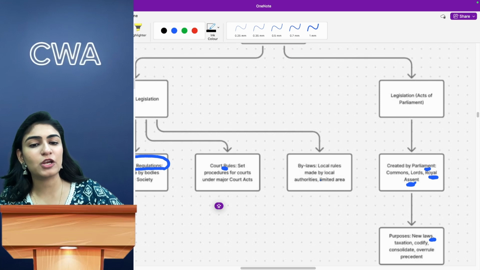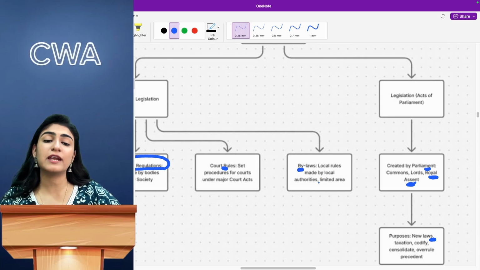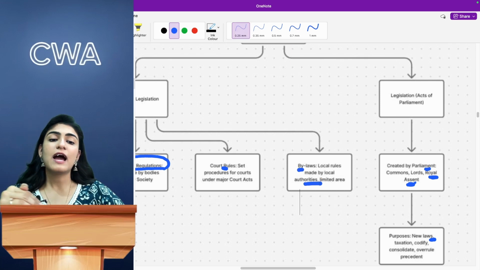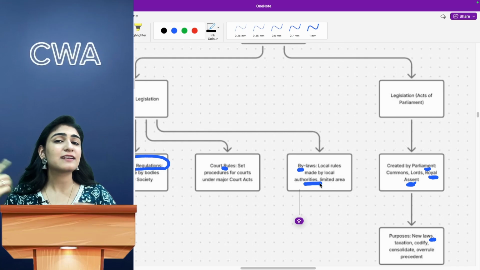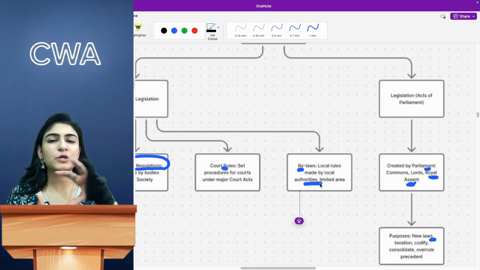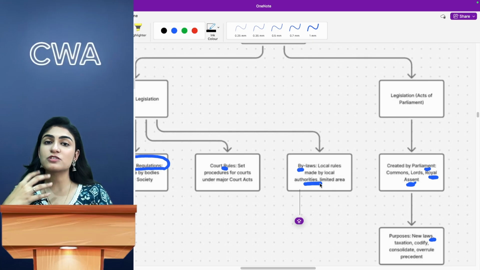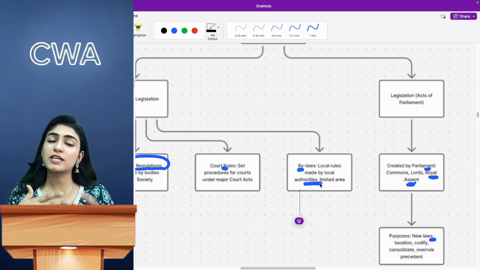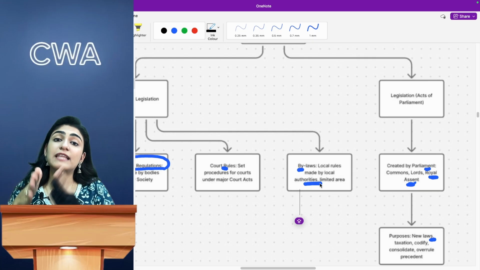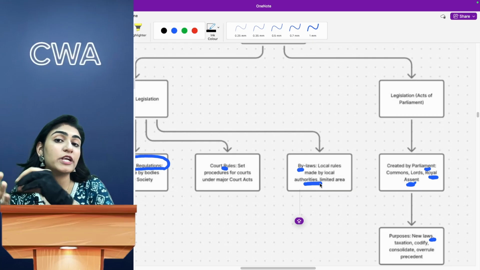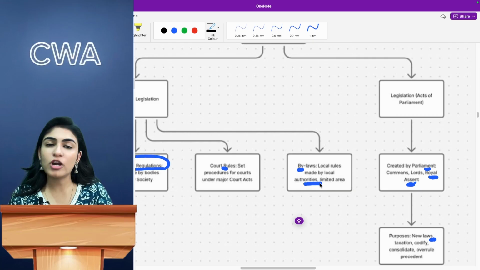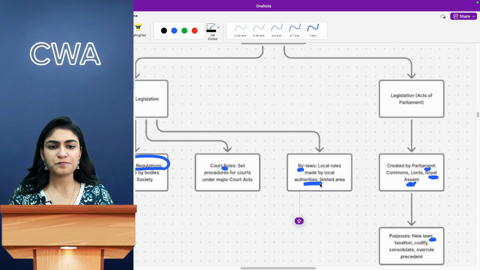And then there are bylaws, where local rules are made and applied locally by authorities, limited to just that particular area. Also, let's say in India, if we are talking about Gujarat, it is a dry state, but that rule applies only and only to that particular state and not to the entire India.